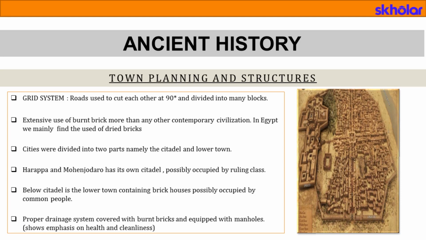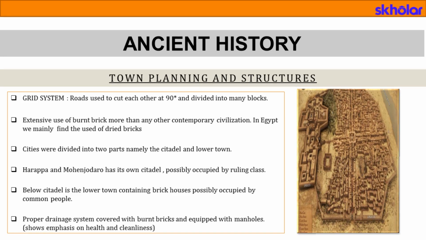The city was divided into two parts, that is the citadel and the lower town. You can see in this image, this raised platform which is surrounded by walls. This part is known as the citadel and the rest is known as the lower town. Harappa and Mohenjo-daro each had their own citadel. It was possibly occupied by the ruling class. Below the citadel is the lower town containing brick houses, possibly occupied by common people.